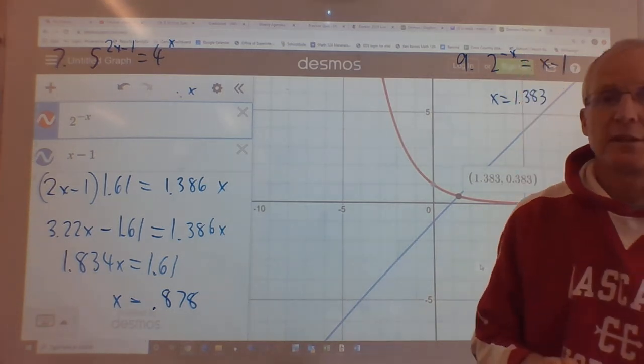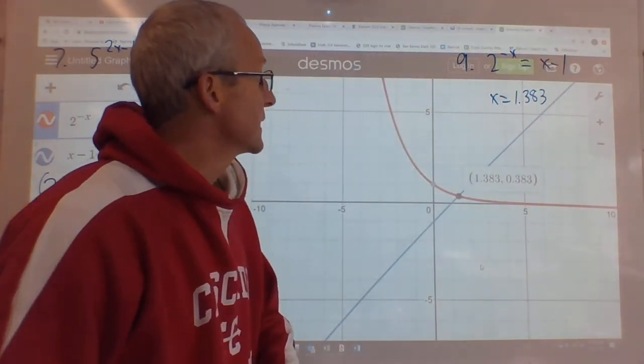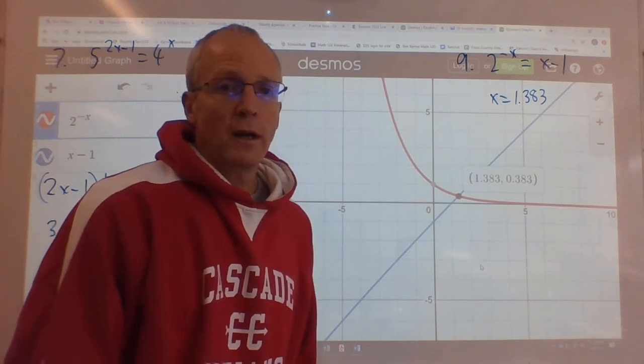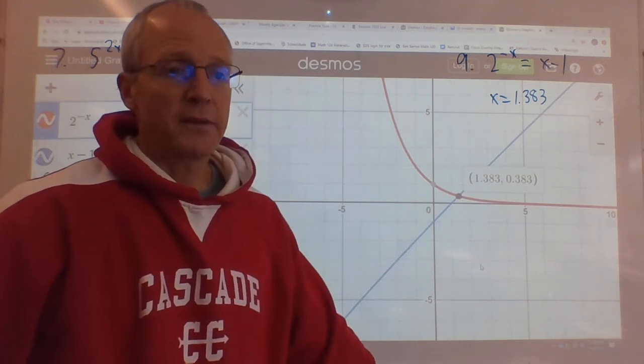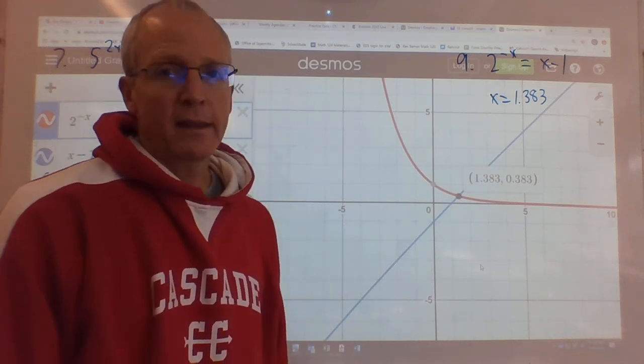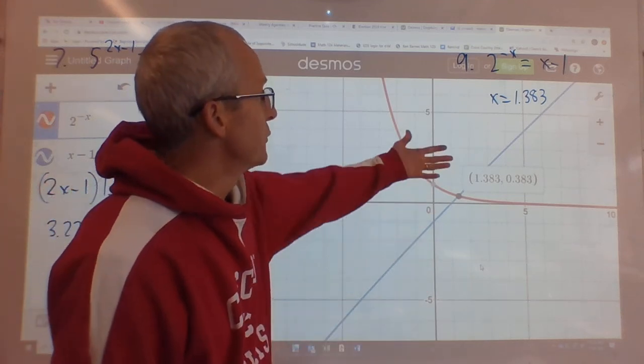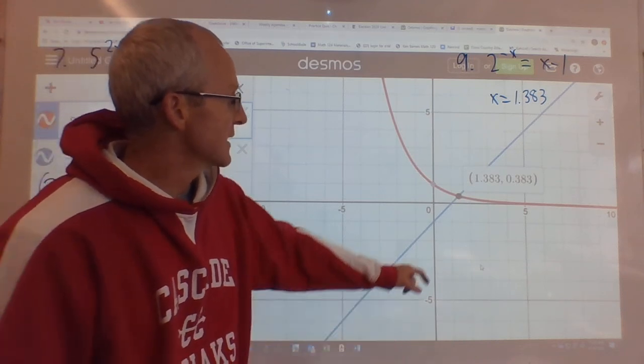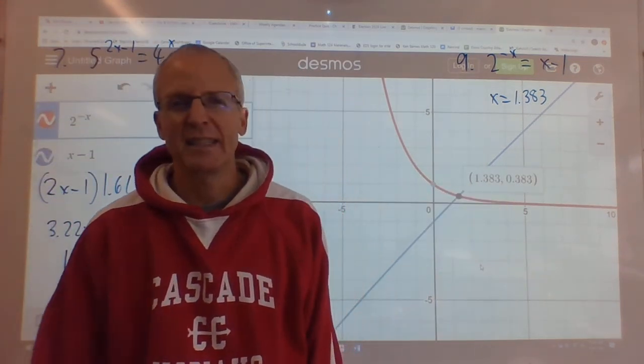Try it, plug it in. Is 2 to the negative 1.383 the same as 1.383 minus 1? And it should work. Okay, so again, sometimes you can't solve things. That's just the case with math. And then you do it numerically. You can't get the exact answer to a million decimal places. Desmos only tells you the 3, but that's still pretty good.